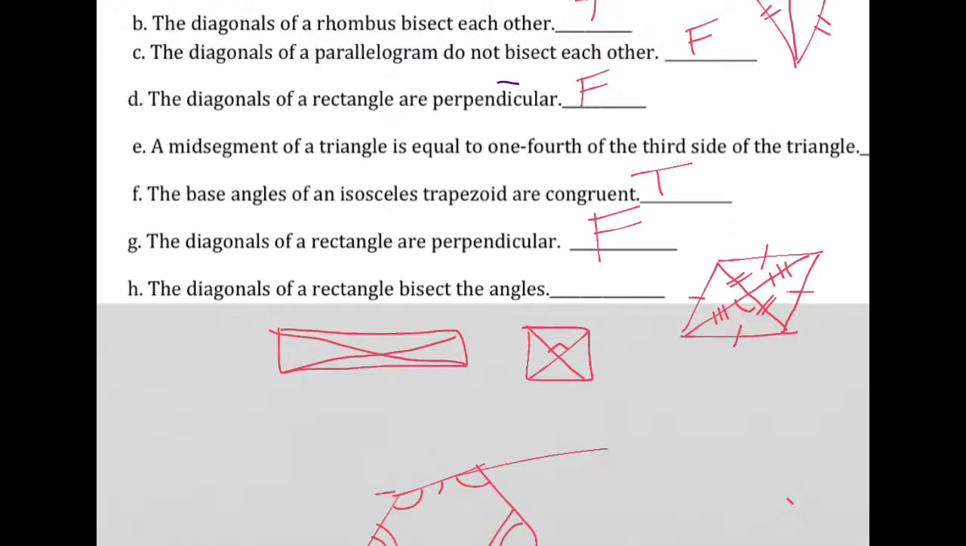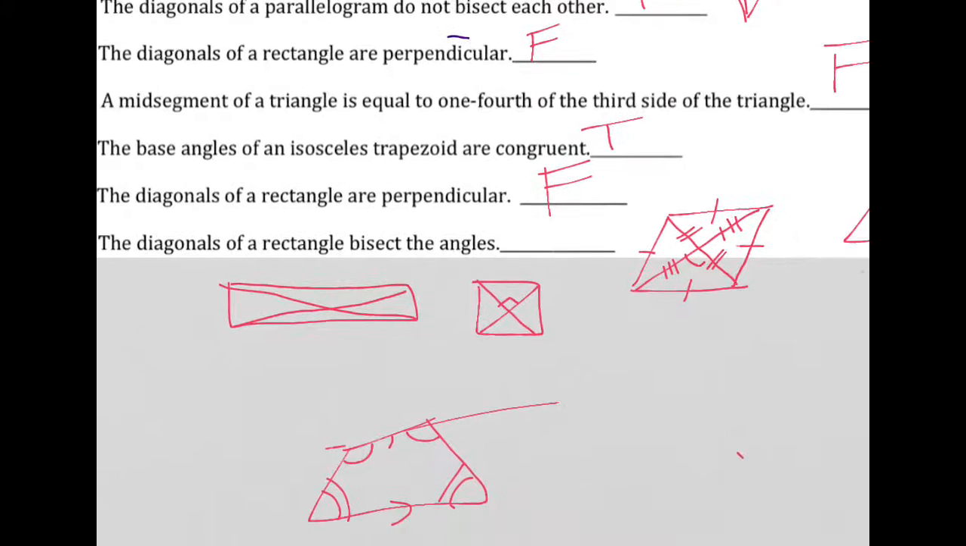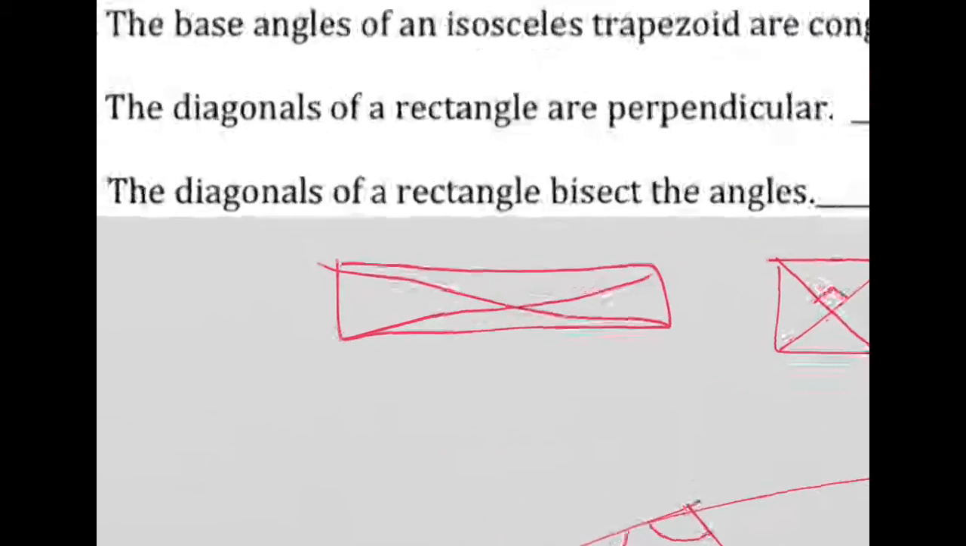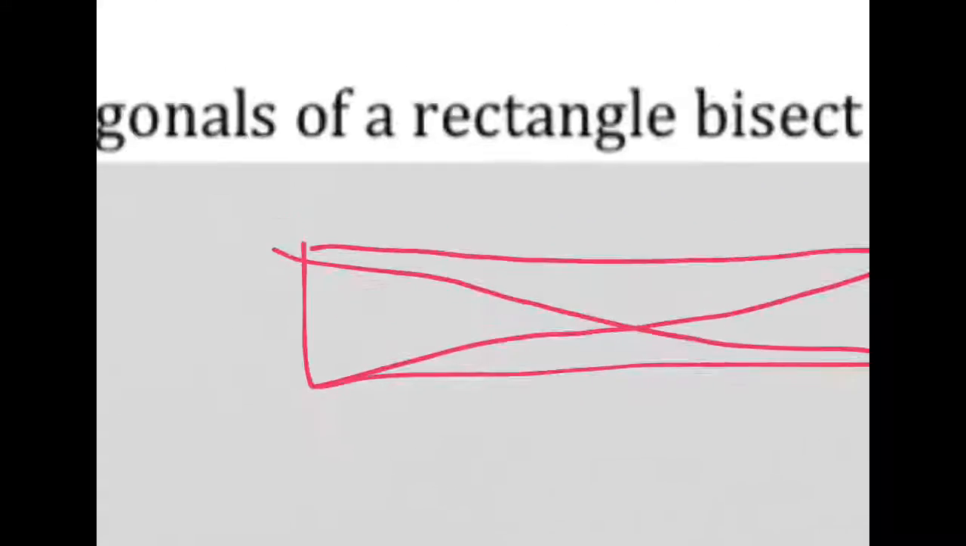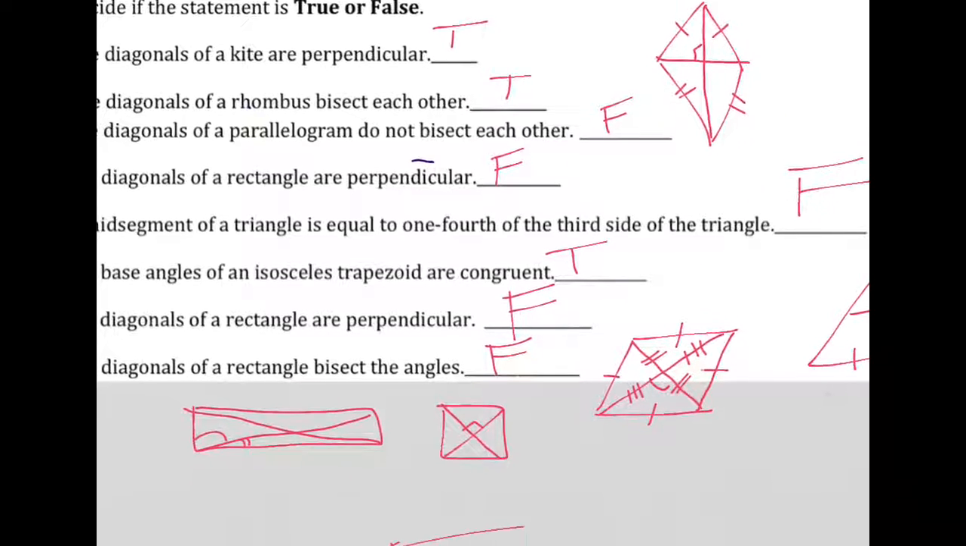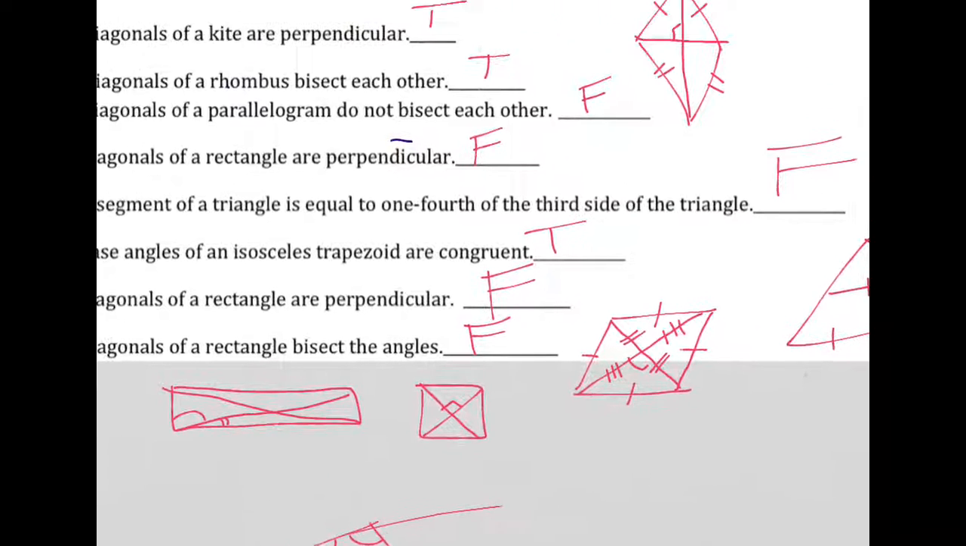Whoops, still false. And finally, H, the diagonals of a rectangle bisect the angles. Is that true? No. Again, look at this little skinny rectangle we drew. Does it look like that angle is the same as that angle? Nah, it doesn't. They're not. That is not true. False. Boom. So, true, true, false, false, false, true, false, false, done.